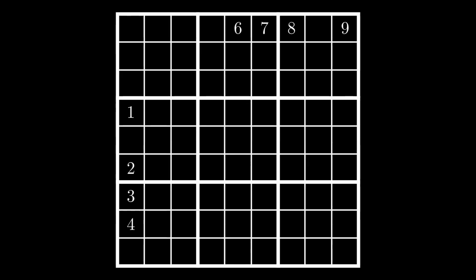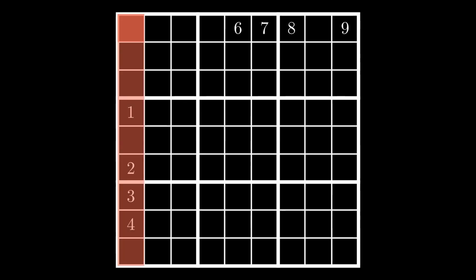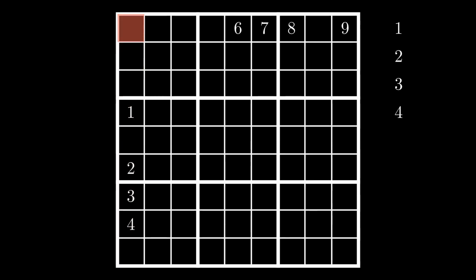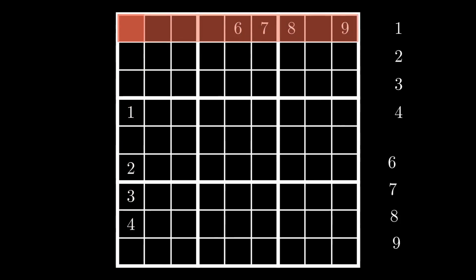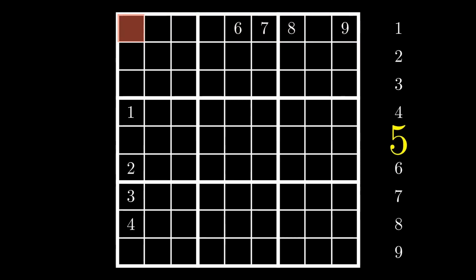Now consider this arrangement, and let's focus on row 1, column 1. If we look at the column, we see that this number cannot be a 1, 2, 3, or 4. And if we look at the row, we see that this number cannot be a 6, 7, 8, or 9. And if we combine these two pieces of logic, we see that this can only be a 5.